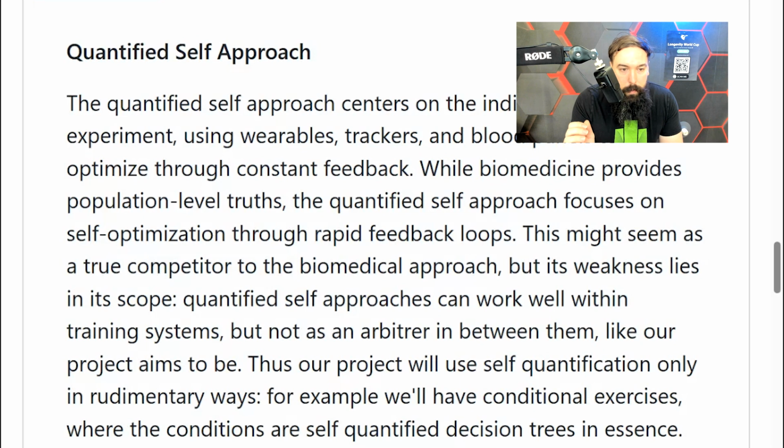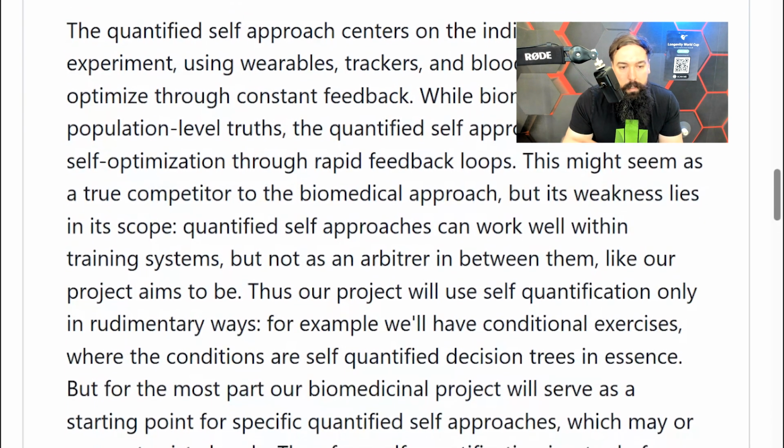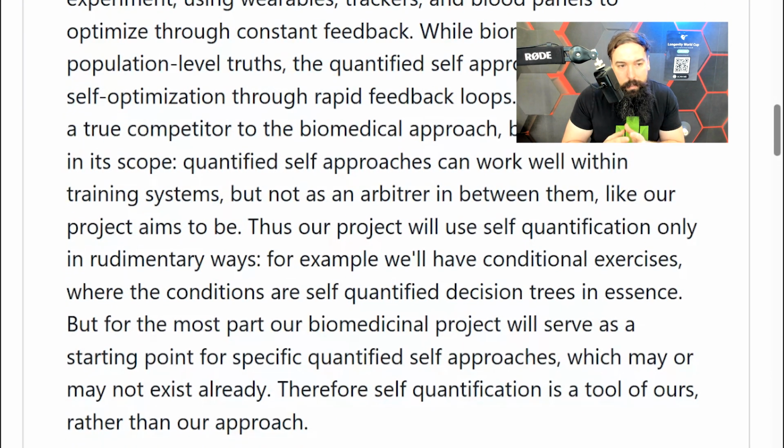So the scope of the quantified self approach, notice it works really well if you have an exercise program, right? And then you do your little measurement of your heart rate, and based on that you are always adjusting, let's say, how fast your treadmill is going. Now this is great, but notice the scope is real small. So we kind of need something to arbitrate between exercises that is looking at population level averages, and that is biomedicine.